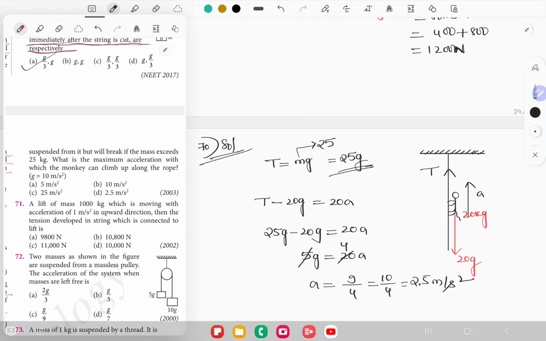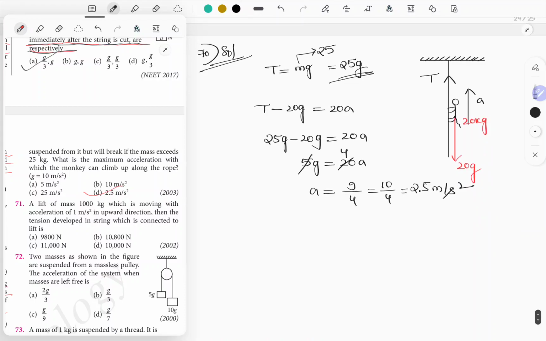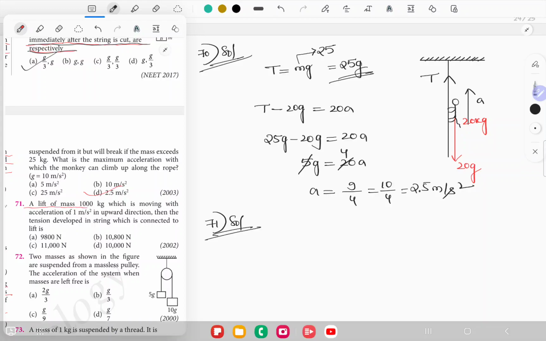So which option? Option D is correct. Super. Very good. Next, question number 71. It's again a lift numerical. We have already given a trick on how to answer it. Okay. A lift of mass 1000 kg which is moving with an acceleration of 1 meter per second square in the upward direction. Super.